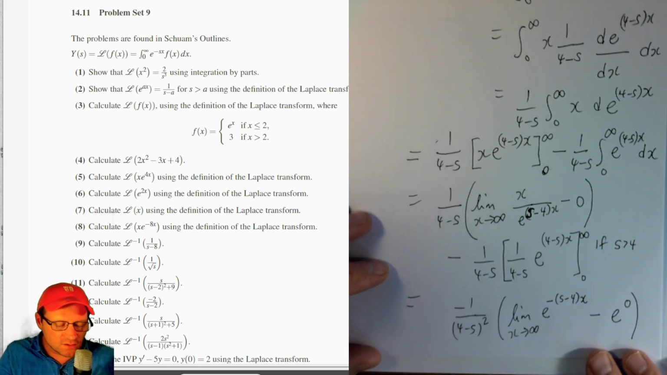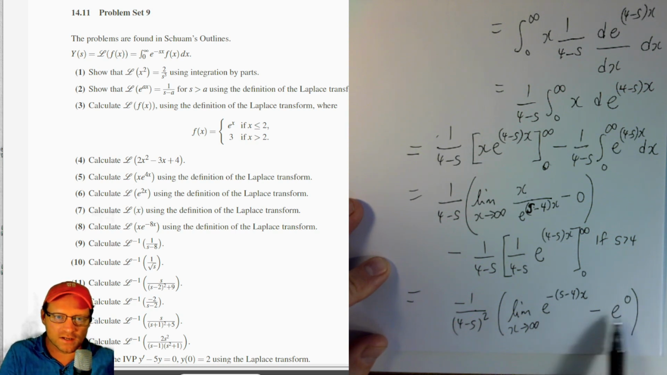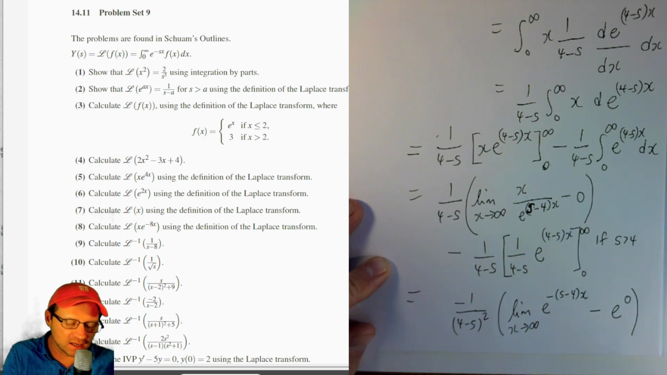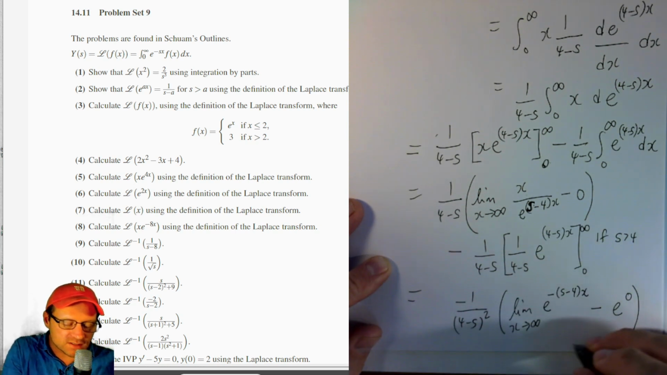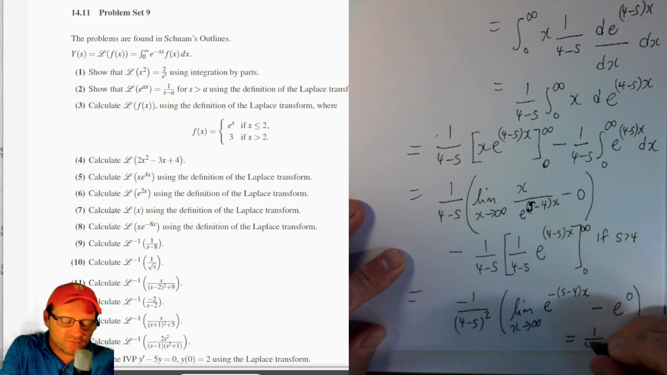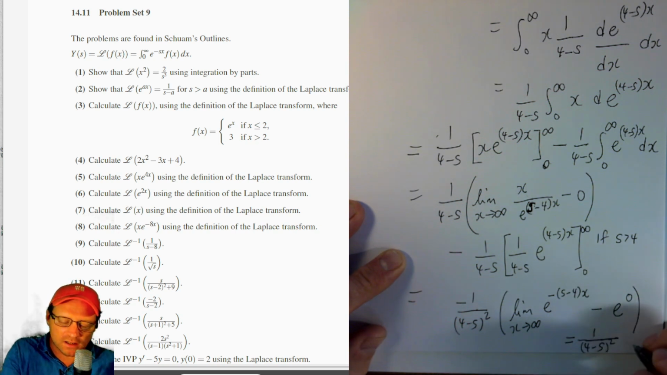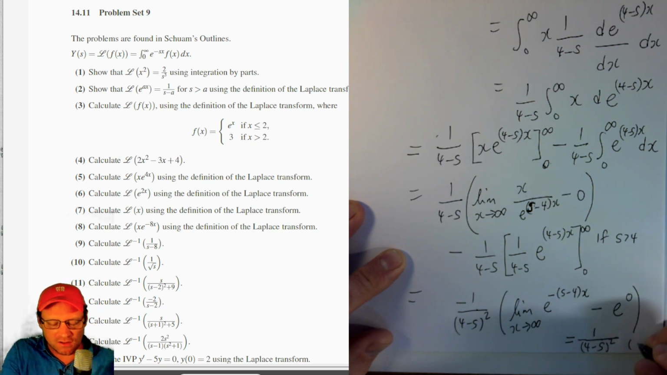All right, so continuing, this limit here is 0. This is 1, so we have minus 1 inside the bracket. And so we get 1 over 4 minus s all squared, because the product of minus 1 and minus 1 is plus 1. And let's just remind ourselves that's if s is greater than 4.